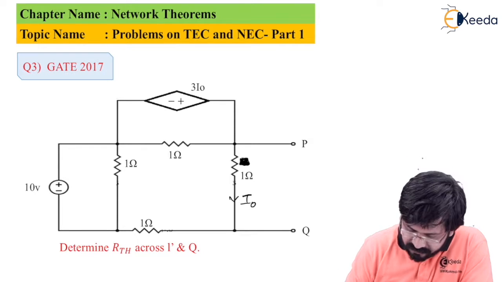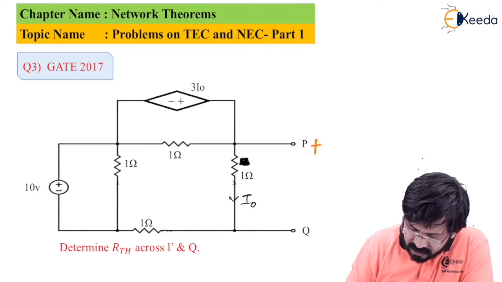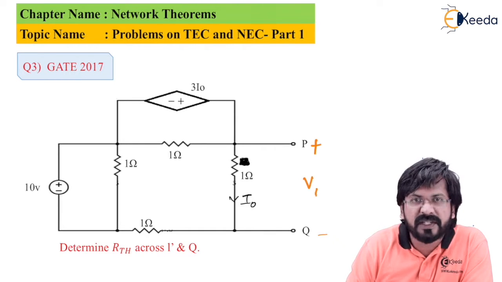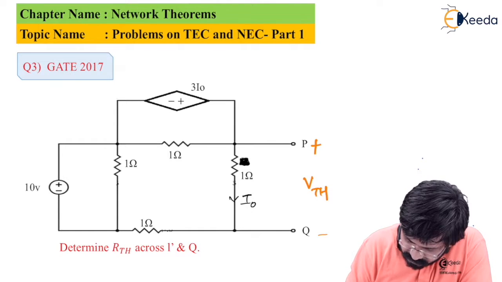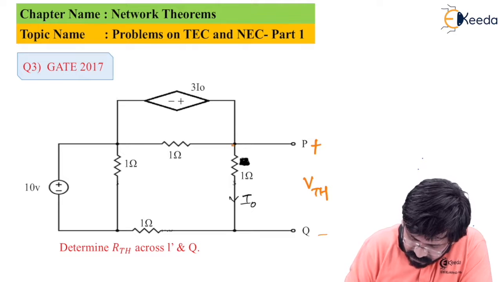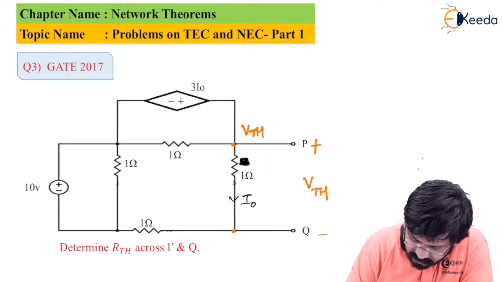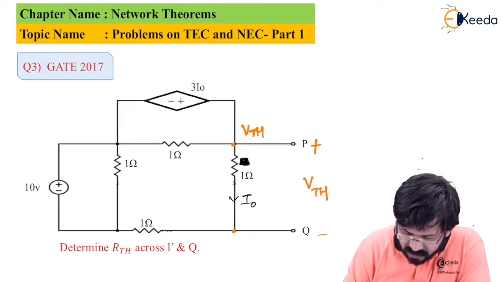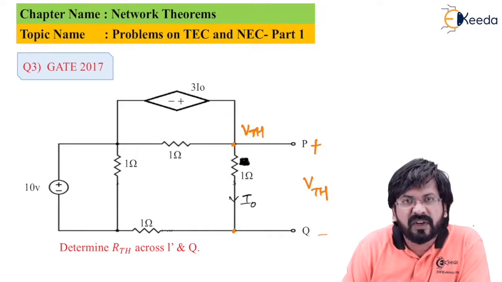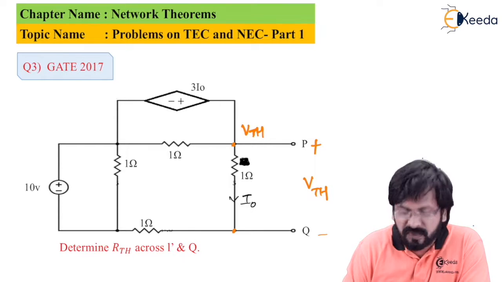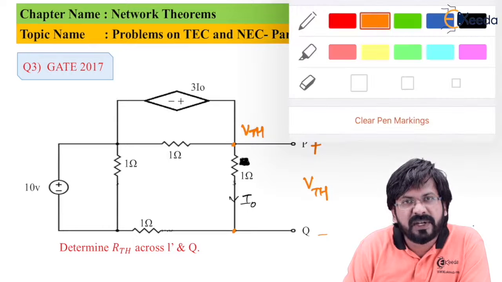How do we get VTH? We always have VTH across P and Q, which are open circuited points. We should get VTH across this. It means this is the parallel point, so I can say this point is VTH. In fact, VTH is equal to the voltage across 1 ohm through which I0 current is flowing. So I can get a relation between VTH and I0.